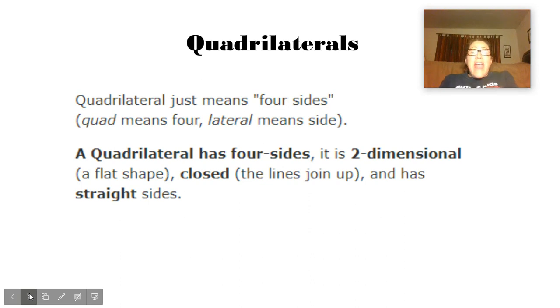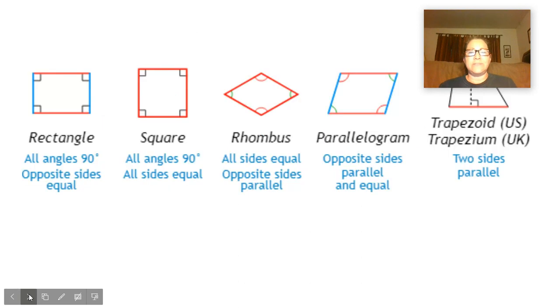All right, so the actual definition: a quadrilateral just means four sides. Quad means four and lateral means side. So that's why some people call a four-wheeler a quad, because it has four tires. So a quadrilateral, again, has four sides. It's a two-dimensional shape, which means it's a flat shape. It has closed lines, which means the lines join up at the vertices, and it has straight sides. There are no curved sides in quadrilaterals.